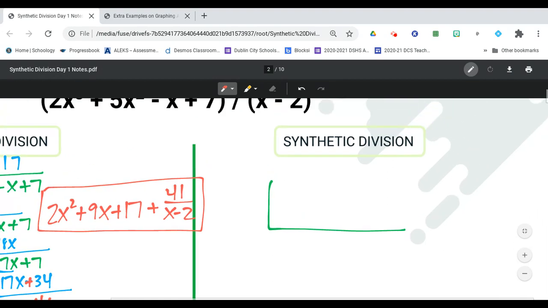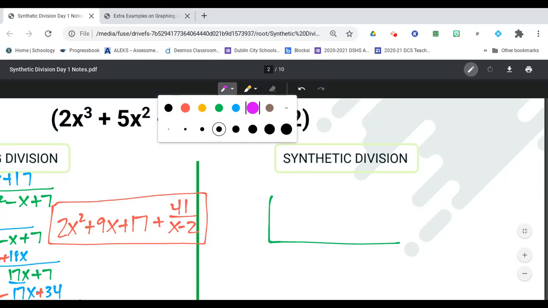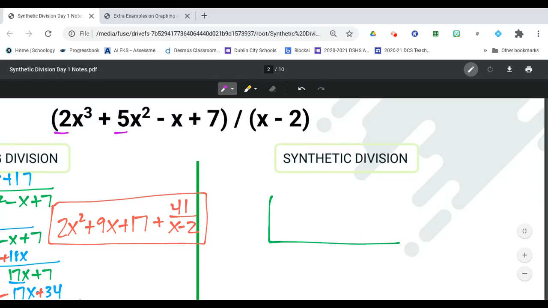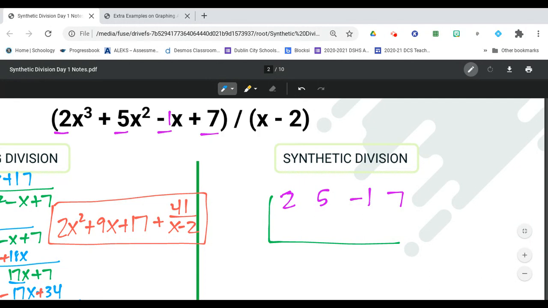To do synthetic division, which is what we're going to choose to do in this course, we're going to look at all the coefficients in front of my terms. So I have a 2, a 5, a -1, and a 7. And then I have to figure out the 0 I'm going to divide by. I would take x minus 2 as a factor, set that equal to 0, and I would get 2. So I'm going to divide out 2.